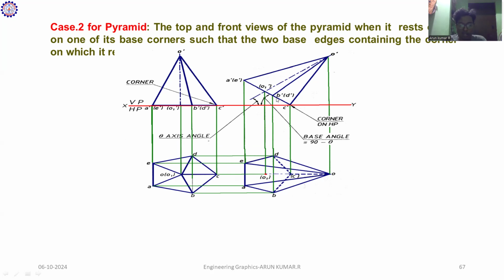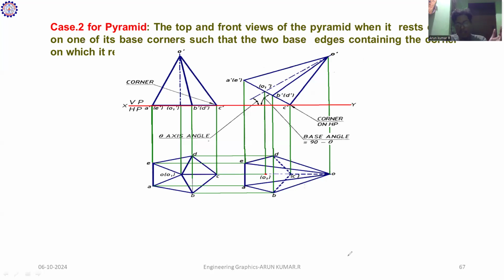How to construct a pentagonal pyramid with the axis inclined to HP, and also one of the base edges perpendicular to VP, or else one of the corners on HP. Both cases are the same problem with the same conditions; only the dimensions can change. Let's consider one simple example. I will teach you how to construct and draw this diagram.